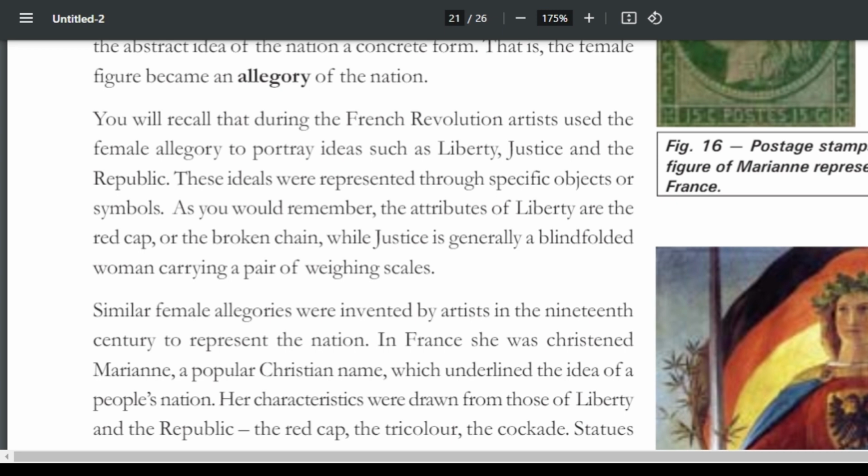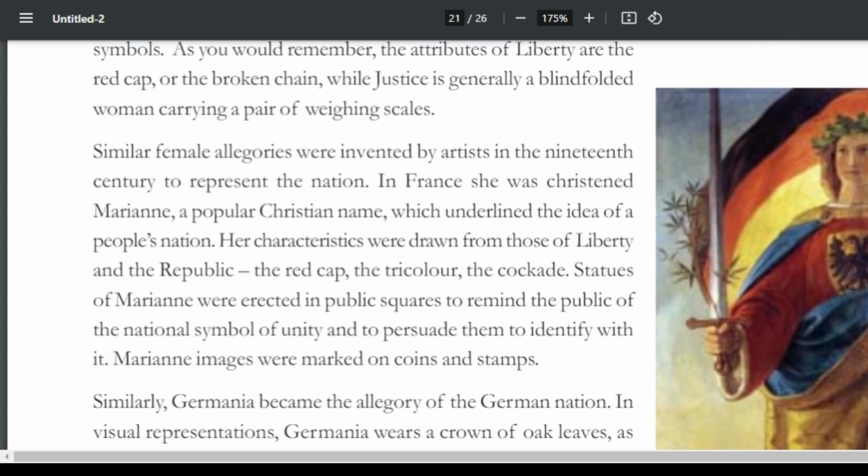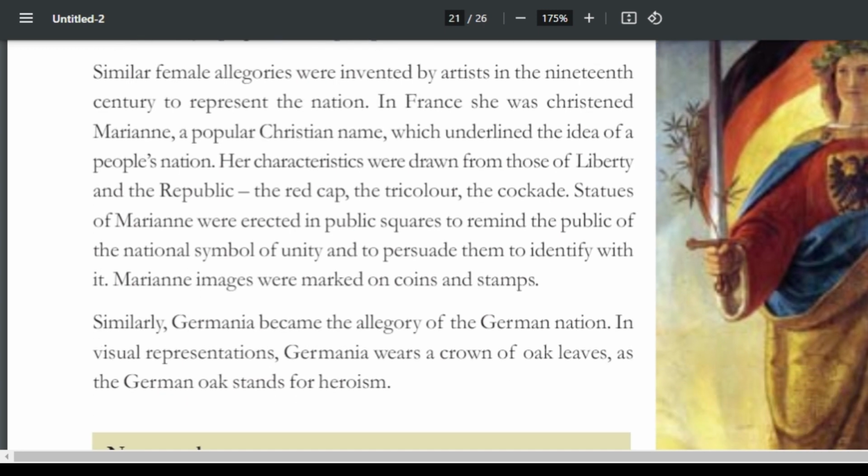You may remember at the starting of the chapter, we saw one picture. In that also, liberty was being shown by a symbol of a woman. Similar female allegories were invented by artists in the 19th century to represent the nation. In France, she was called Marianne, a popular Christian name which underlined the idea of the people's nation. Her characteristics were derived from those of liberty and republic.